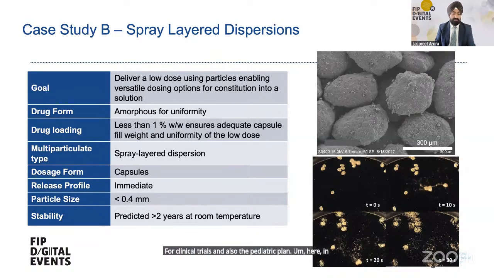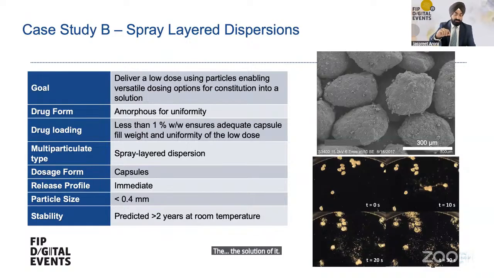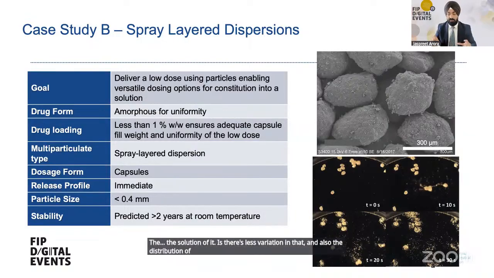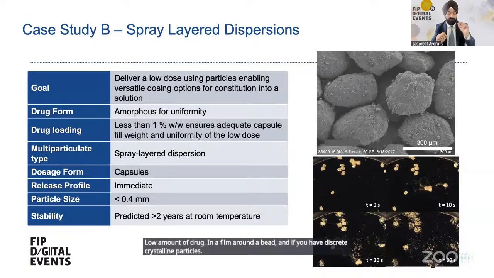Here, in this particular case, the drug needed to be amorphous just for uniformity. It was not that it was a low soluble compound or solubility was low. It was just that when you change the drug to its amorphous form, there is less variation in the dissolution, and also the distribution can be better. You can imagine if you have a very low amount of drug in a film around a bead, and you have discrete crystalline particles, uniformity can be an issue.